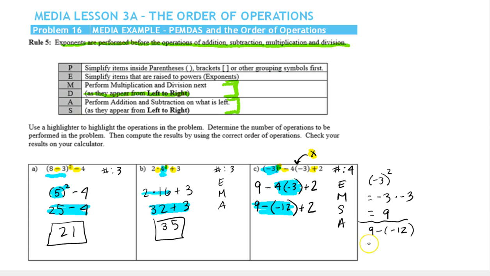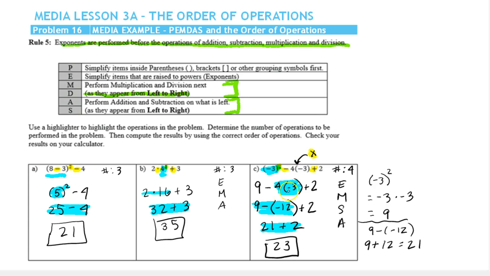Subtracting is like adding the opposite, or is equivalent to, so instead of subtraction I'm going to write addition of the opposite of negative 12, which is positive 12. So 9 minus negative 12 is the same as 9 plus 12, which is 21. So now we have 21 plus 2. And now our last operation is this addition. 21 plus 2 is 23.